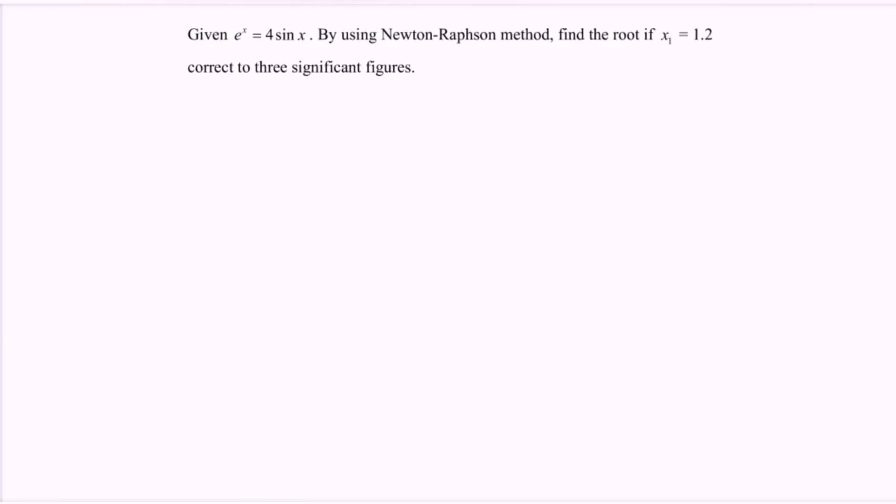Hello everyone, in this video I'm going to discuss the example for Newton-Raphson. Kindly refer to the question, where we have e^x = 4 sin x. So kindly rewrite the situation where we have the function f(x) = e^x - 4 sin x. By using the Newton-Raphson method, find the root if the initial value x1 is equal to 1.2, correct to 3 significant figures.